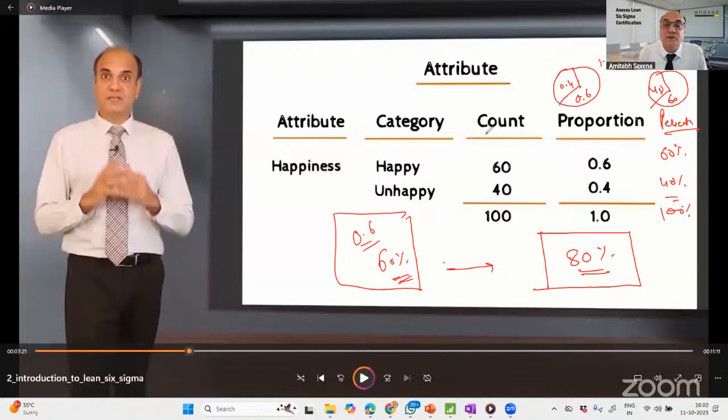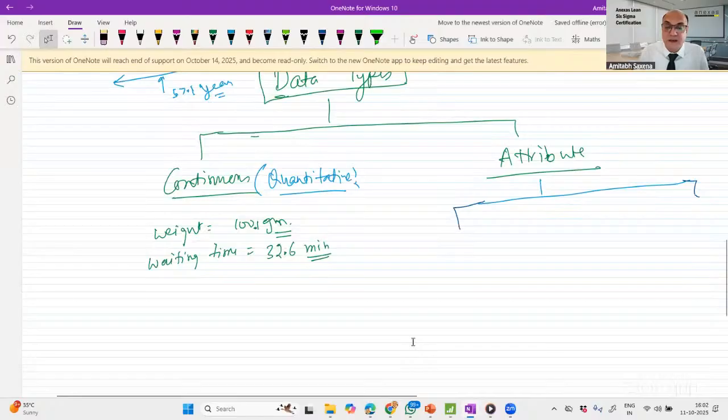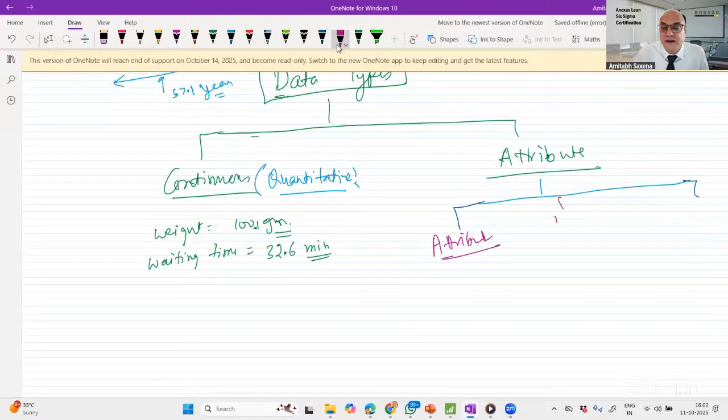followed. So please remember the 2 types of data. I hope you still remember, and some of you are totally new to this concept. Because now we'll be using it, for your benefit, I'll write it down. Attribute data: categories, count, and then proportion.